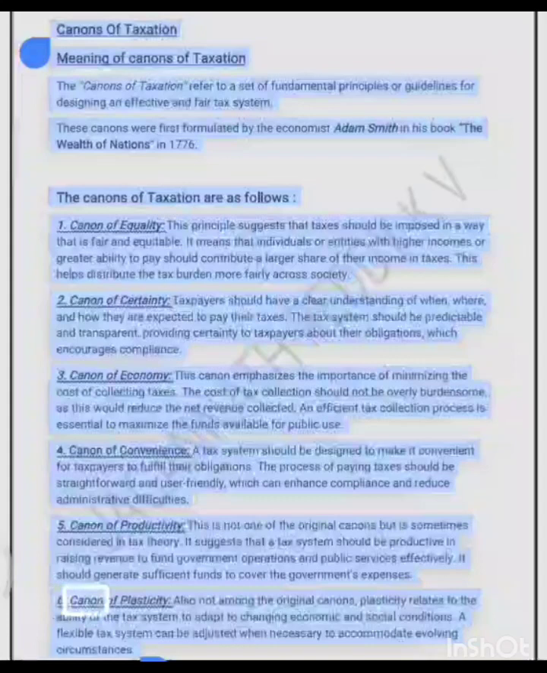6. Canon of plasticity. Also not among the original canons, plasticity relates to the ability of the tax system to adapt to changing economic and social conditions. A flexible tax system can be adjusted when necessary to accommodate evolving circumstances.